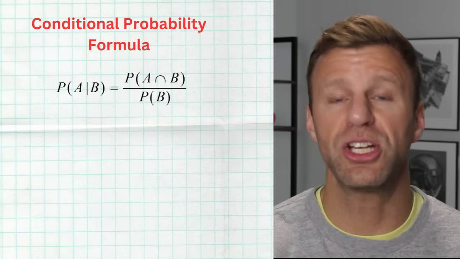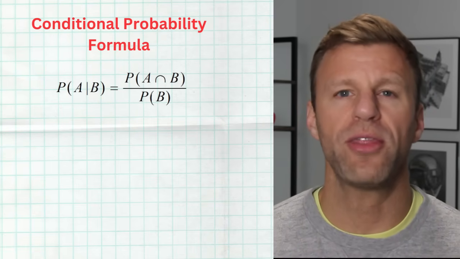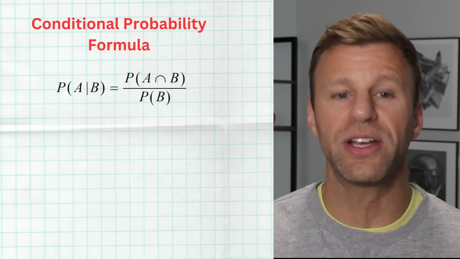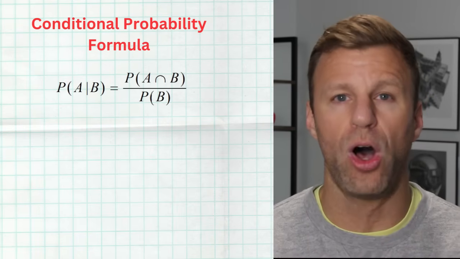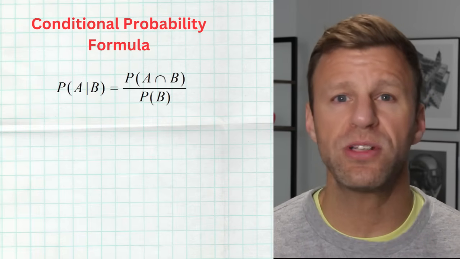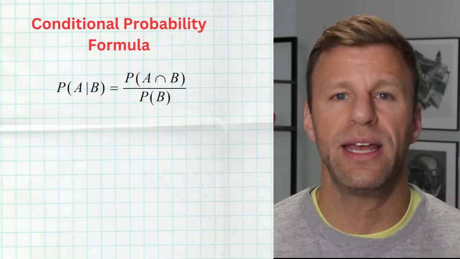Next up, we have the conditional probability formula. This is trying to find the probability of an event A occurring on the condition that event B has already occurred. Now it's a nice, not too bad formula. It is a fraction though.